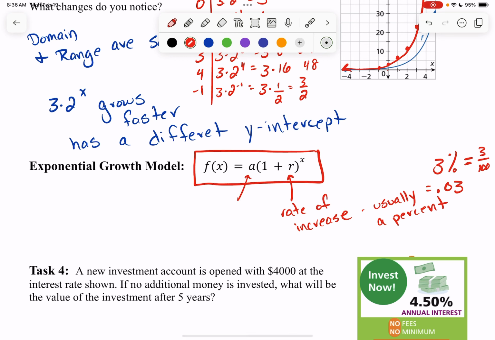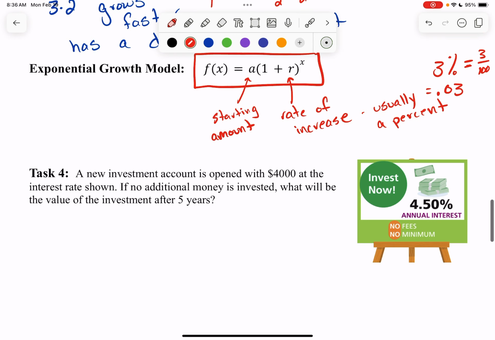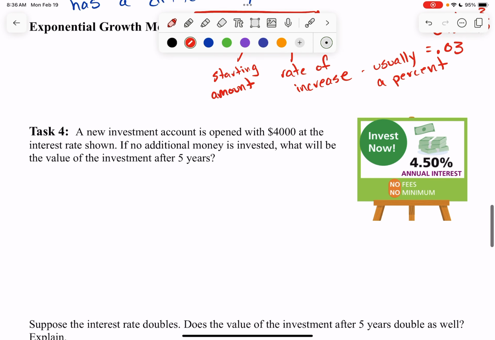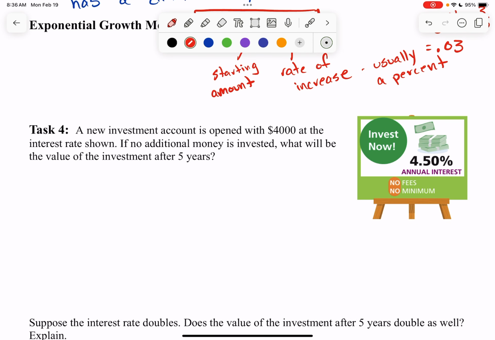Okay, A is usually that starting amount, what you're starting with. If it's an investment problem, how much are you investing? If it's a cell problem, how many cells are there to start? So forth and so on. Okay, so let's apply this now to an investment problem. So we have a new investment account opened with $4,000, so this is my starting amount. So this would be my A, 4,000.